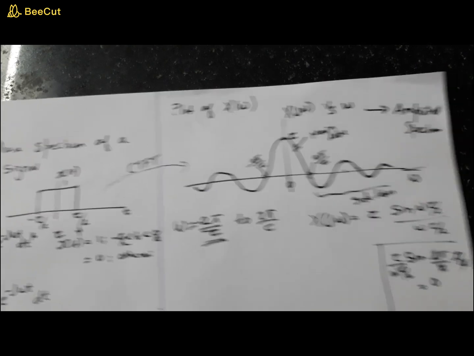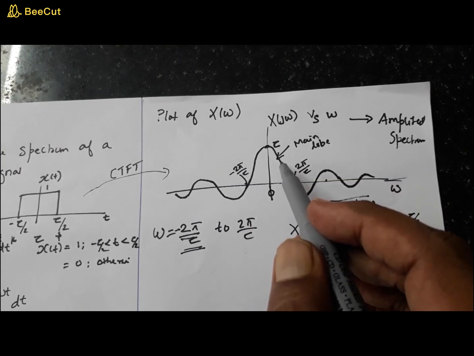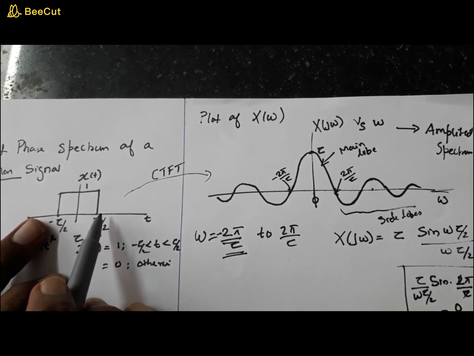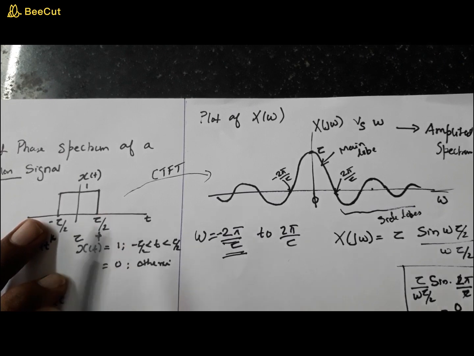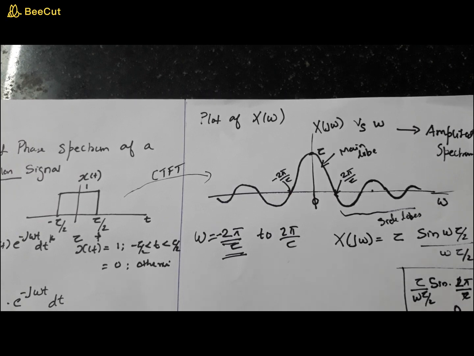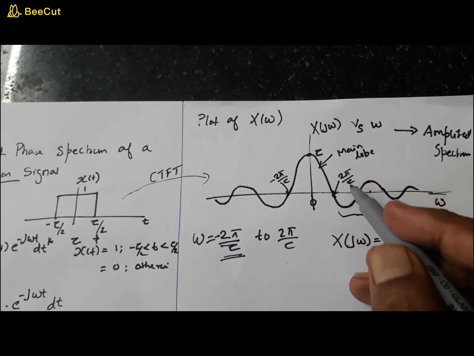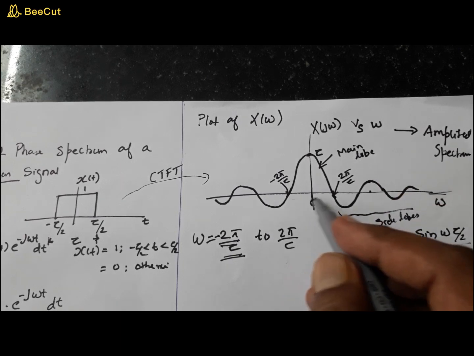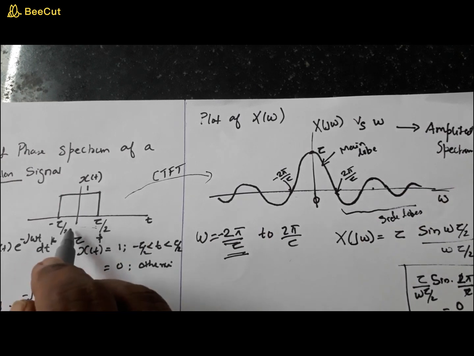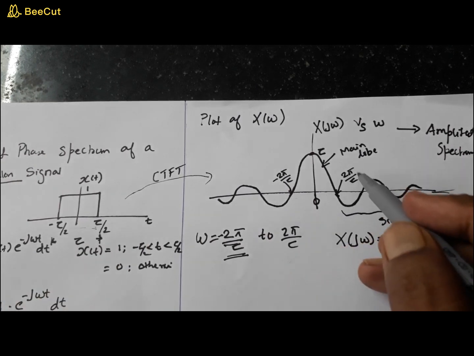Now one more thing with regard to the main lobe: what happens to the main lobe as tau increases? What is tau? Tau is the pulse width, right? Now as the pulse width is made longer, what happens to the main lobe? The main lobe width is 2 pi by tau. As tau increases, what will happen to this width? The rectangular pulse width is tau, and tau increases means 2 pi by tau decreases.